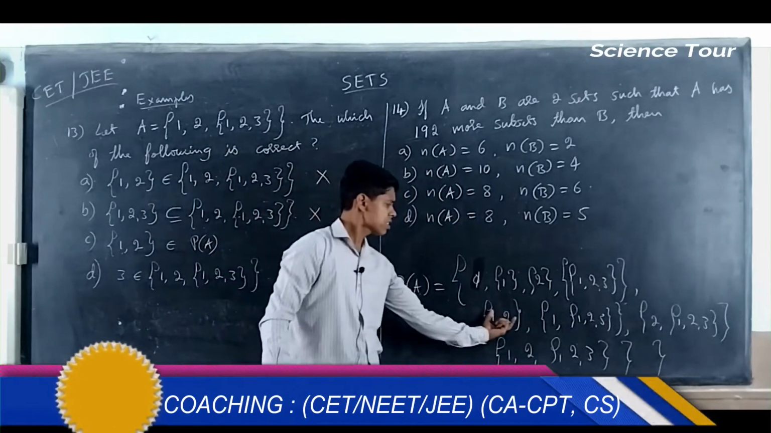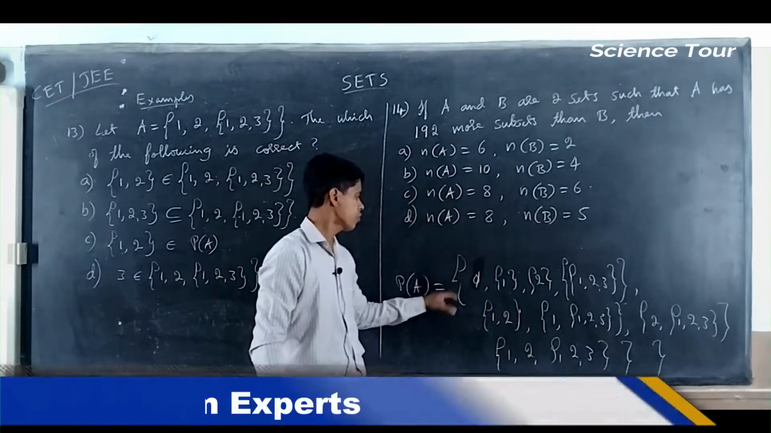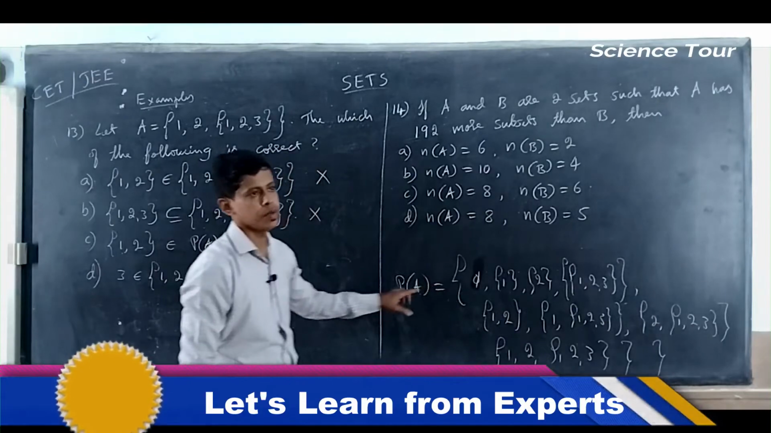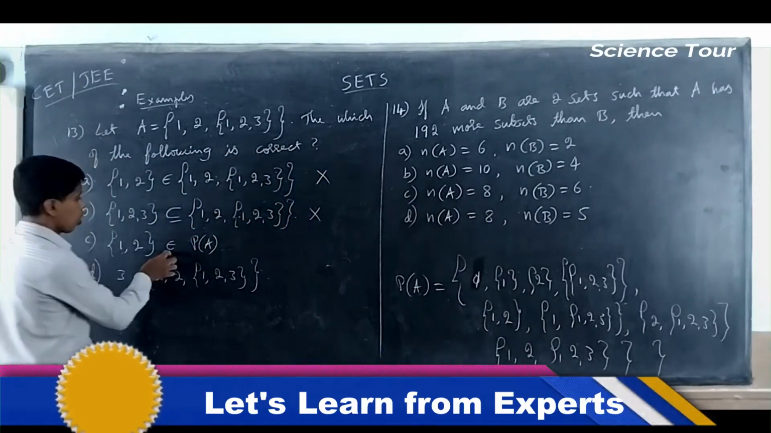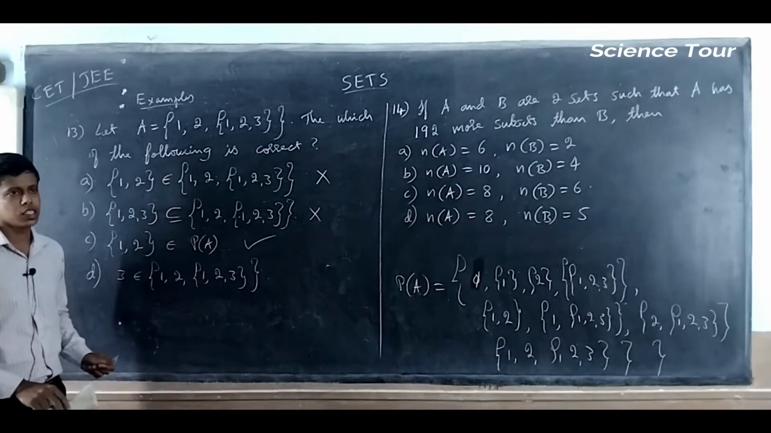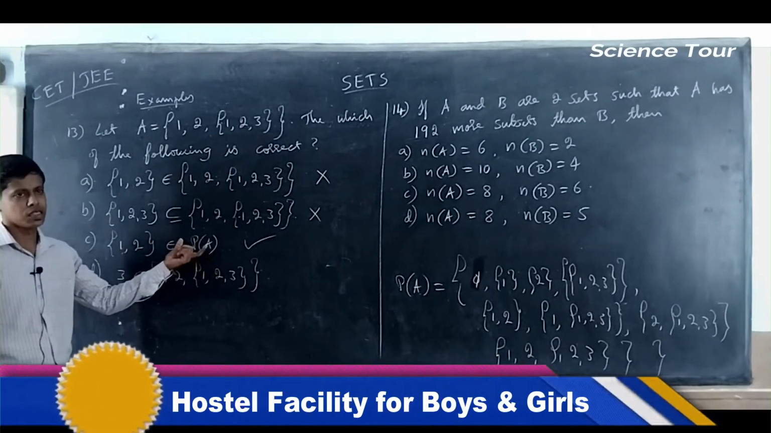Now, is this a subset of P of A? No, this is an element of the set P of A. Therefore, it belongs to P of A, which is the right choice. That's the right choice. So this is just an element of the set of all subsets.